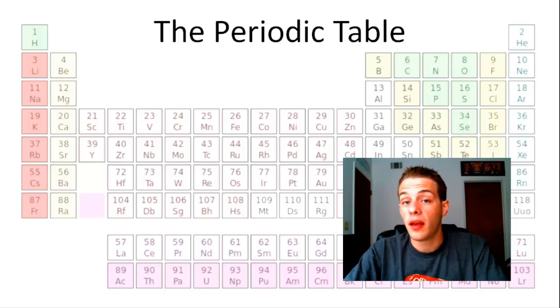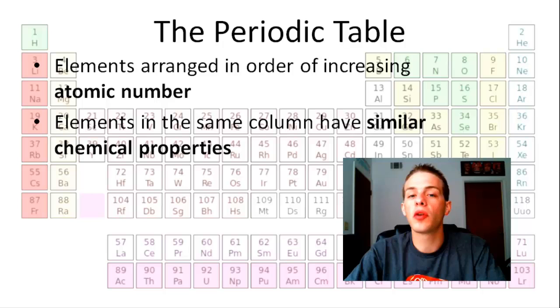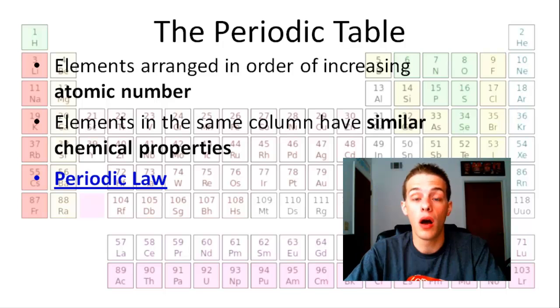When it comes to the periodic table, the elements are arranged in order of increasing atomic number, that is, the number of protons in the nucleus of each element. The elements are also arranged such that the elements that appear in the same vertical column have similar chemical properties. This tendency of the chemical properties of the elements to reappear when we arrange them this way, so that we can stick them into these vertical columns, is what we call periodic law. And I have a whole video that explains periodic law in further detail, so if you'd like to, please feel free to view that video.